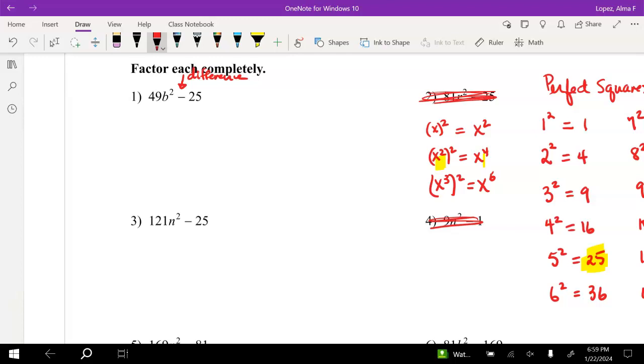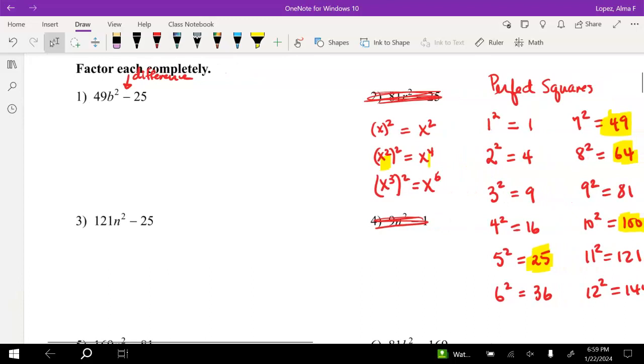Next, we want to identify what bases are being squared in each position. The number 49, if you remember back to our little list that we built over here, that is a base of 7 that was squared. The b squared, well, if I have an x squared, it was an x that was squared. So if it's b squared, it was a b. And the 25. When I see a 25, I know that that was a base of 5 that was squared. All right, it is a difference and it is 2 perfect squares.